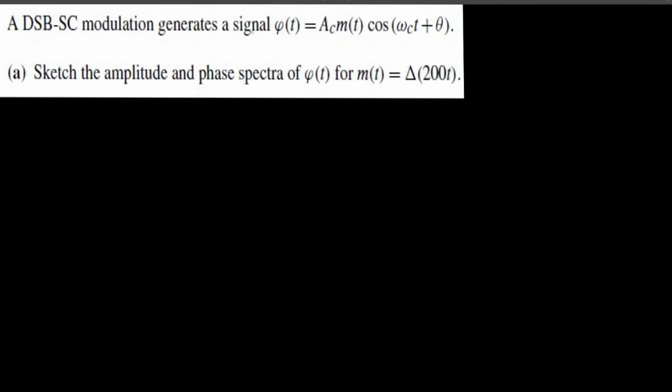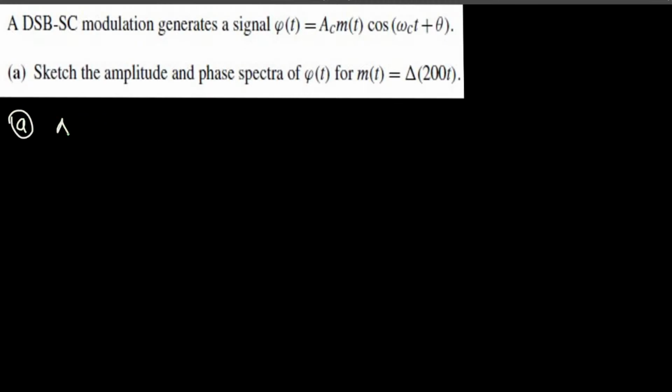Here the square modulator generates a signal phi of t that is equal to AC m of t cos(omega ct plus theta). Sketch the amplitude and phase spectra of phi of t for m of t equal to triangular 200t. Okay, let's see how to do this.